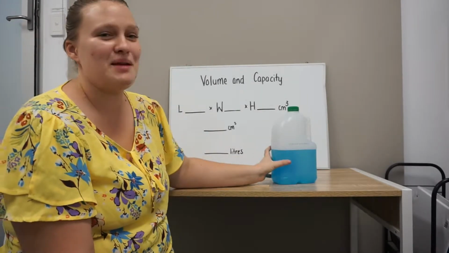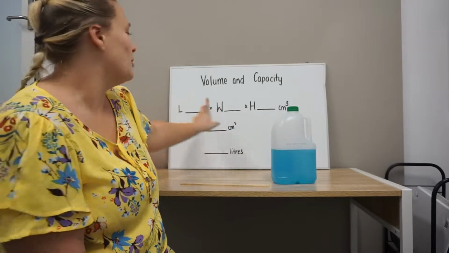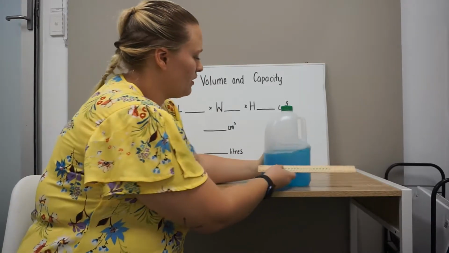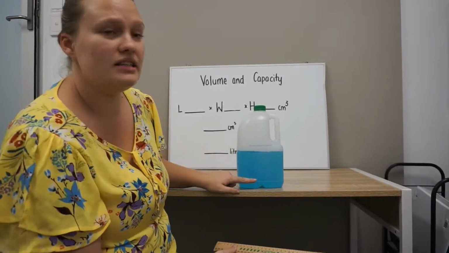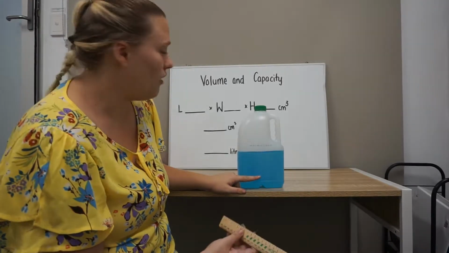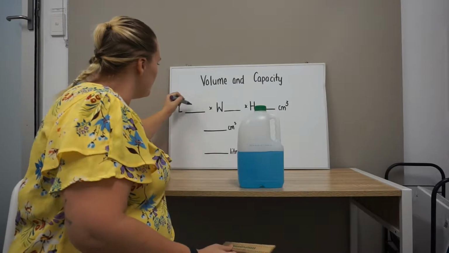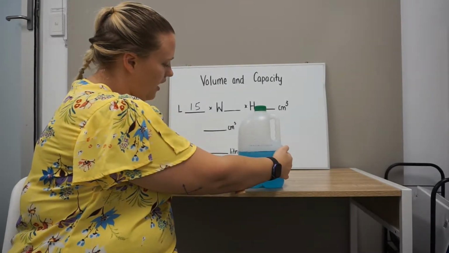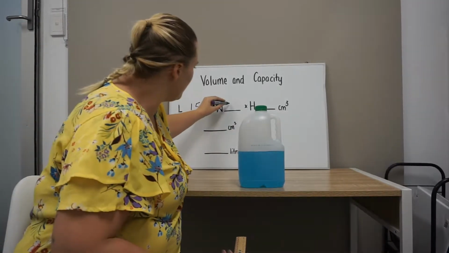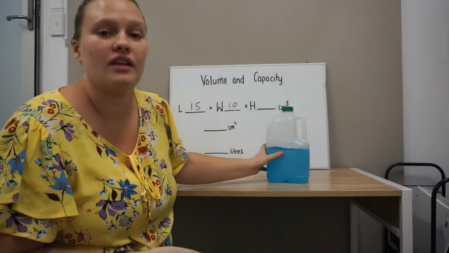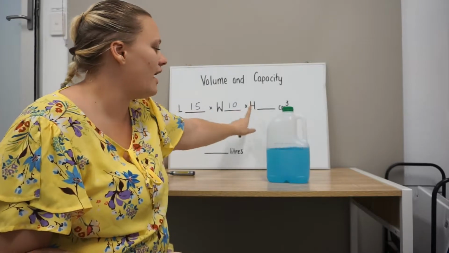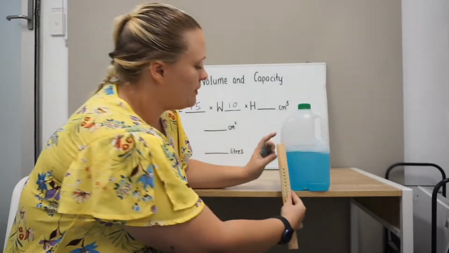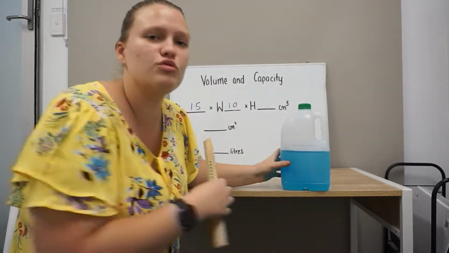To measure an irregular shaped container, we need to use the formula length times width times height. So let's measure. This container has a length of 15 centimetres. A width of 10 centimetres. Now this is where it gets tricky. To measure the height, we need to measure the area where there is a volume of liquid. So we measure this area, and that's 12 centimetres.